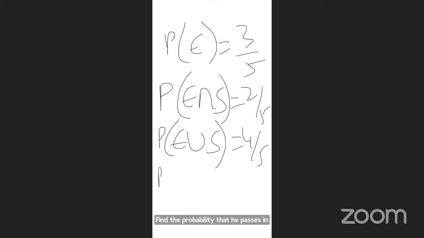That means probability of economics union statistics is equal to probability of economics plus probability of statistics minus probability of economics intersection statistics. This is what we are supposed to calculate. So now 4 by 5 is equal to 3 by 5 plus probability of statistics, which was not given, minus 2 by 5, which is given.